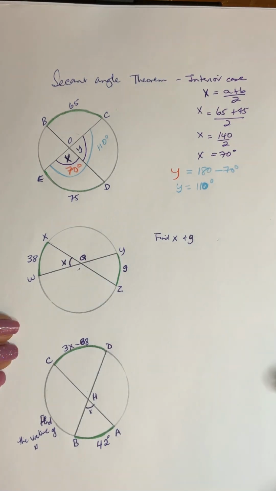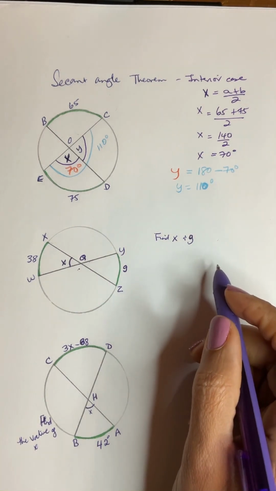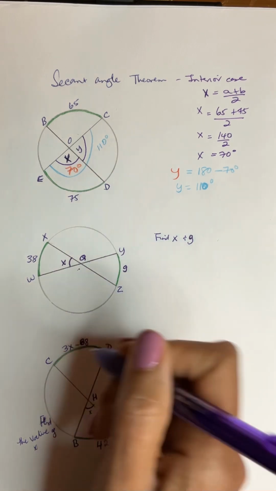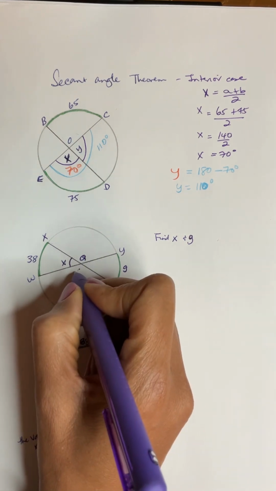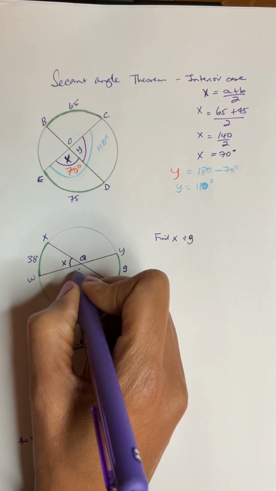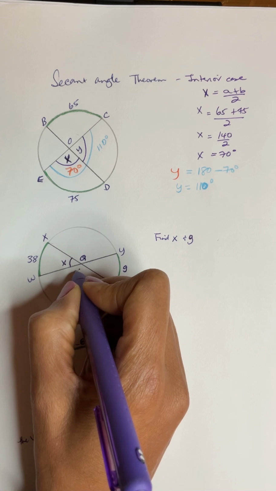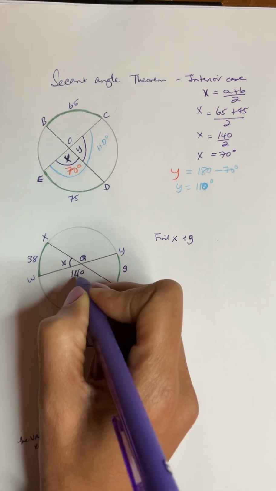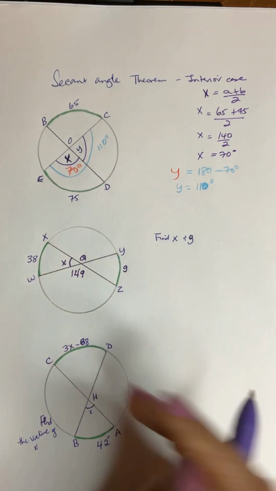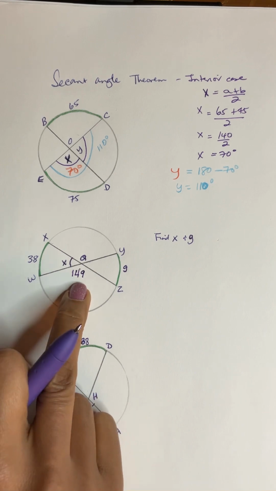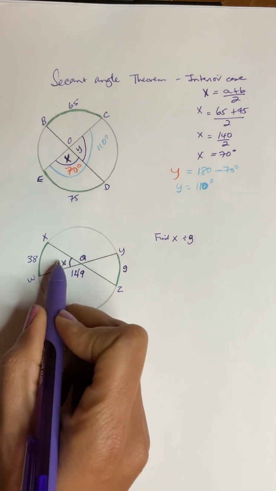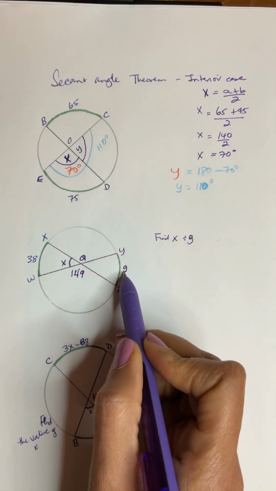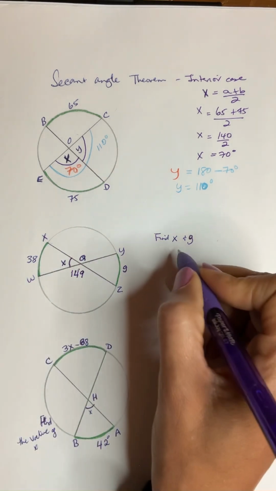Now there's another scenario, the same way, but the difference in this situation is that they may give you the measure here as, let's say, 149. So in this scenario, this angle measure here is 149. The vertical angles between the two arcs here, one is 38, one is G, and this angle is X, and we need to find X and G.